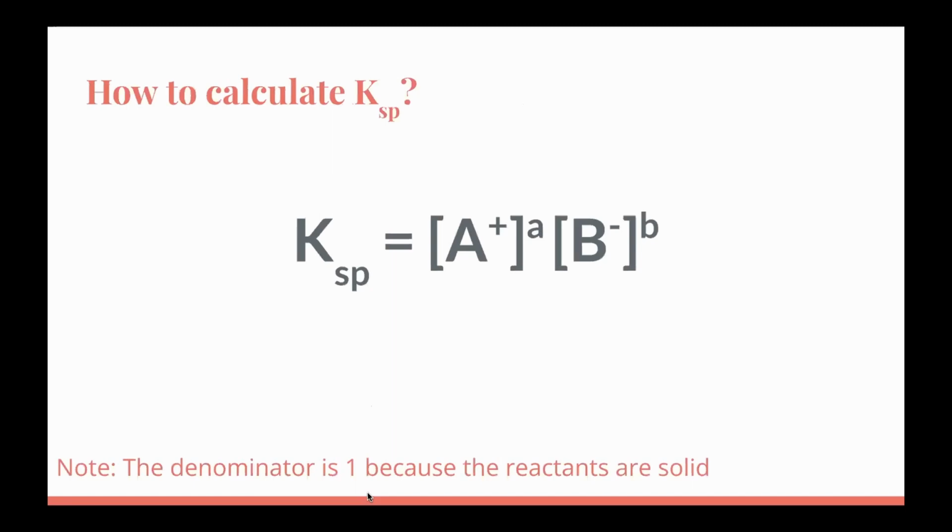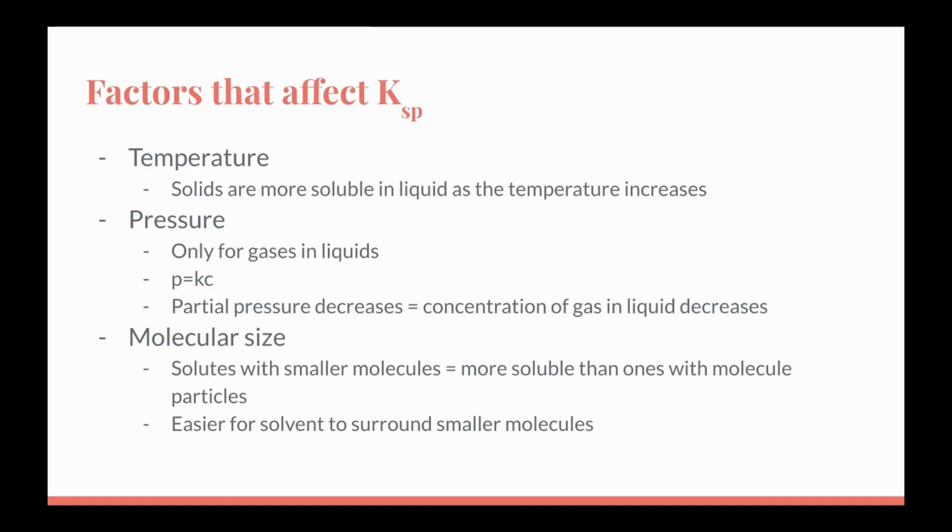How to calculate Ksp? Ksp is the multiplication of the two aqueous solutions of the reactants, which is a solid. Factors that affect Ksp. Temperature. Solids are more soluble in liquids as the temperature increases. Pressure. Pressure only affects gases and liquids.